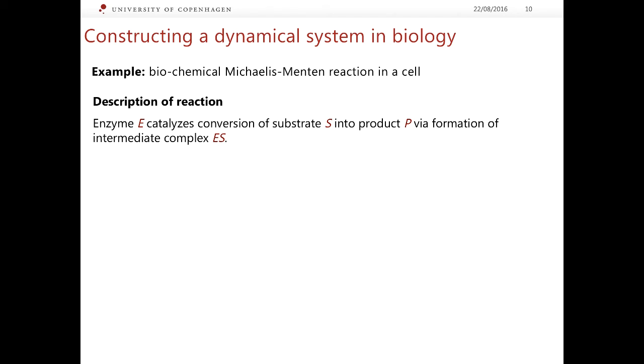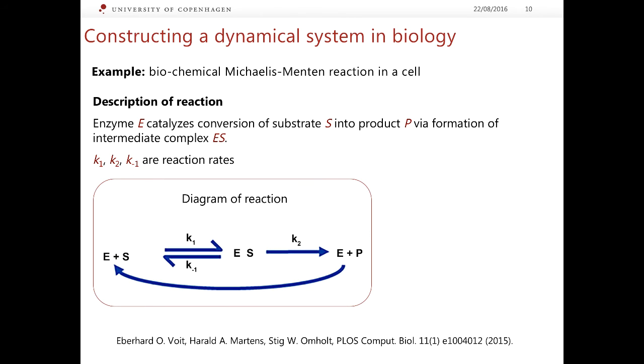It is the substrate S, which is being converted into some product P, and at the intermediate stage there will be some complex called ES. And the whole reaction takes place in the presence of a certain enzyme E, which catalyzes this reaction. We suppose that reaction rates are known and they are denoted as constants K1, K2 and K-1.